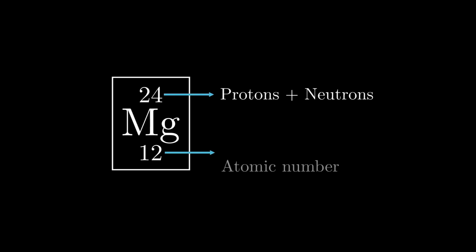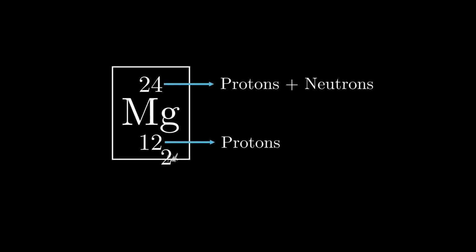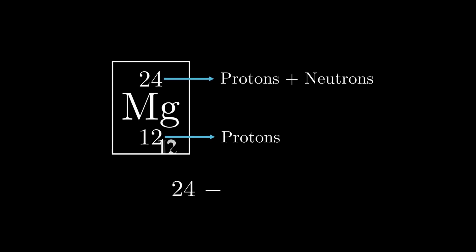At GCSE, you came across the relative atomic mass, which is the number of protons and neutrons in an atom, and the atomic number, which is just the number of protons in an atom. To find the number of neutrons, you would just subtract the atomic number from the atomic mass.